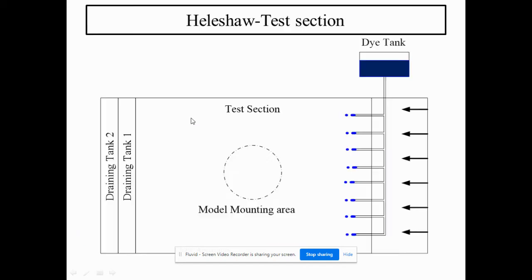So when we look at the test section, it somewhat looks like this. Here is a schematic view of a Hele-Shaw test section. The flow of water is indicated by the black arrow mark, and the flow comes here, and you have a model over here. The flow is still flowing on. When the flow has started, we inject a small amount of dye. Here it's a blue color dye, and when the flow comes here, at the model mounting area, the flow will go around the model, and then we can understand what the flow is doing around this particular model in the test section.